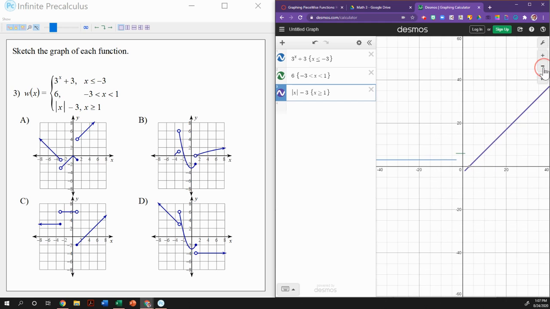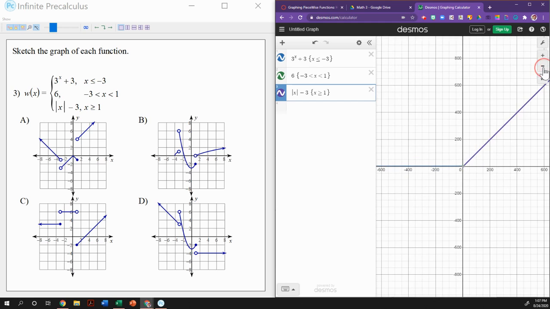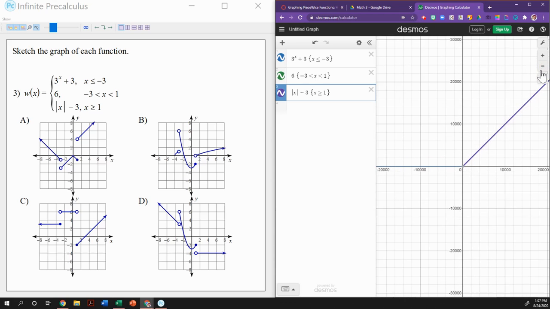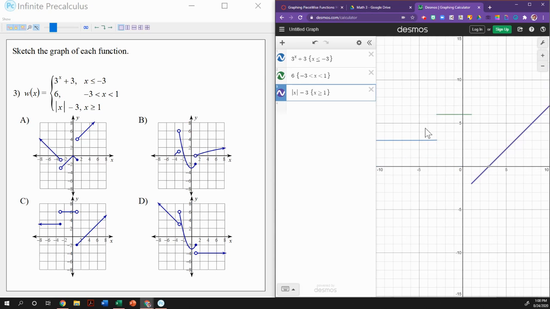So if I zoom out, let's see if it's going to do it. Okay, you can't really see it. Okay, but this one right here, this 3 to the x plus 3, okay, that's an exponent, okay? That's an exponential function, which means it's got a curve to it, and we're not seeing the curve when it cuts off that piece. Let me take off the restriction. Let me see if that'll do it. Yeah, see, look at that, okay?